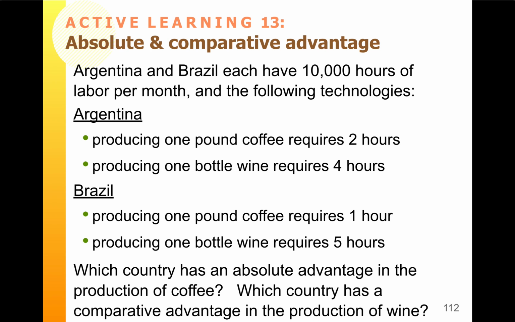For your next act of learning, I'm giving you another example. This time we're looking at Argentina and Brazil. They both have the exact same amount of inputs, 10,000 hours of labor per month. You've got various data there for Argentina and Brazil producing coffee and wine. And I want you to figure out how to answer the two questions at the bottom.